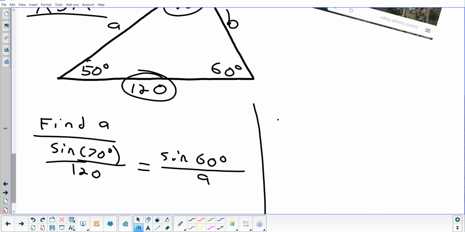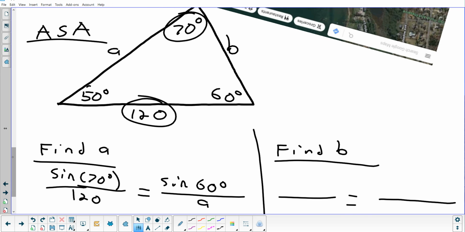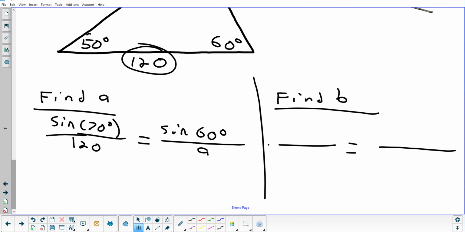Let's set it up for B. Find B. Tyler, how would I set that up to find B? Is it sine 70 over 120? Yep, same thing again. We want to use that information. Then sine 50 over B. Sine 50 over B.